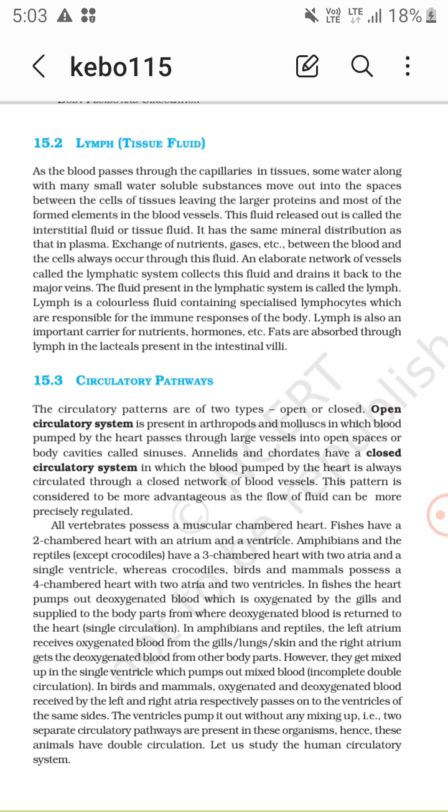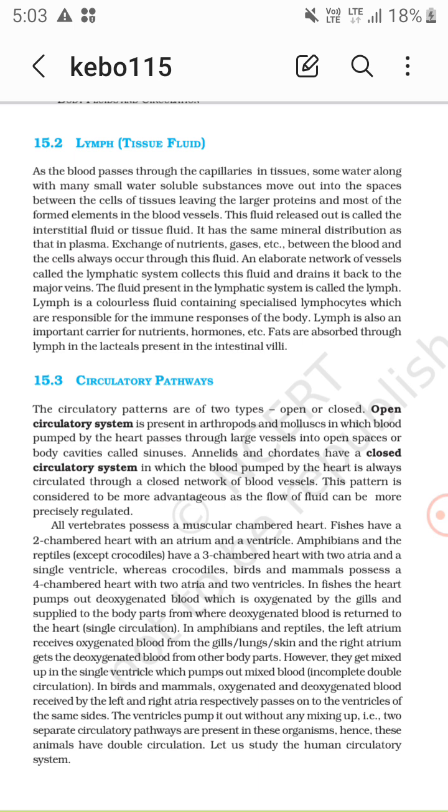The major veins open into the right atrium, right? Now the fluid present in the lymphatic system is called the lymph. Lymph is a colorless fluid containing specialized lymphocytes, which are responsible for the immune responses of the body. Lymph is also an important carrier for nutrients and hormones.